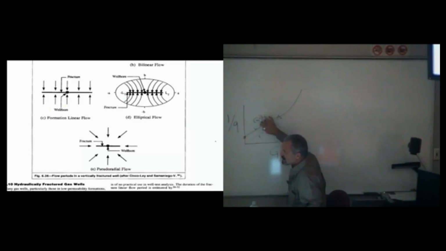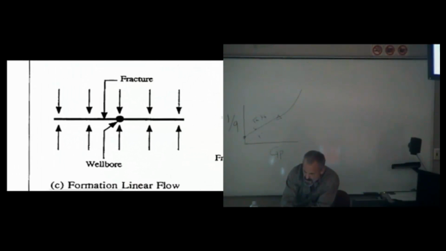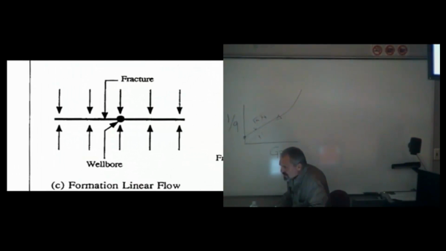Anytime we got linear flow, we're going to get a straight line. Typically it's versus the square root of time. We'll always use square root of time in Chapter 6, and in Chapter 9 we're going to use cumulative production. I'll explain that later. But we're always going to get a straight line, and it's always going to be proportional to the square root of K x sub f.